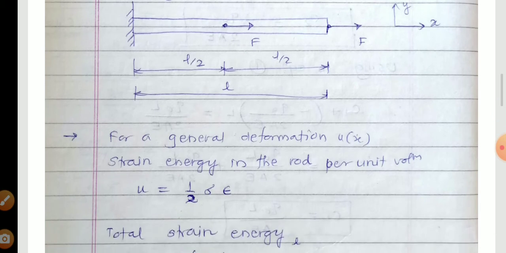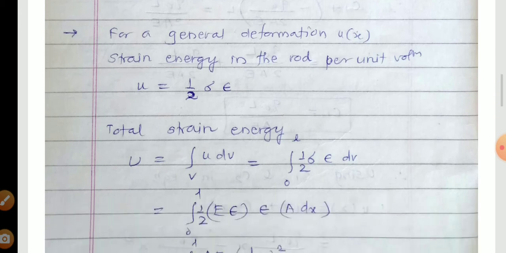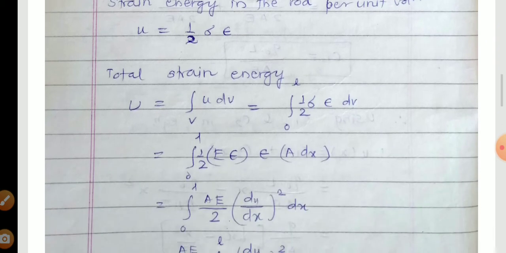For general deformation, the strain energy in the rod per unit volume is, as we know, the area under the stress strain curve, U equals 1 half sigma into epsilon. So the total strain energy is the integral of this strain energy per unit volume U into dV over volume V. It gives an integral from 0 to L of 1 half sigma into epsilon dV.